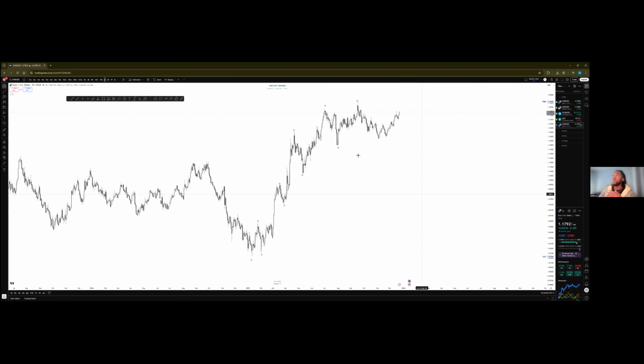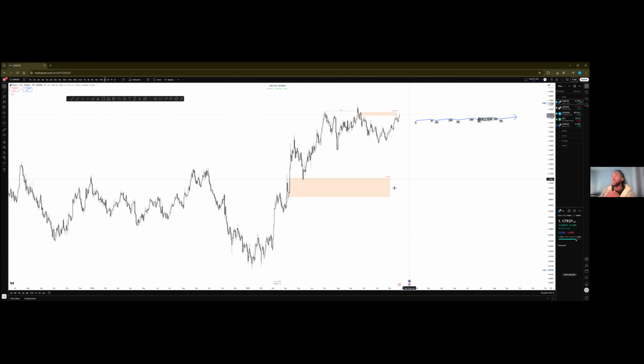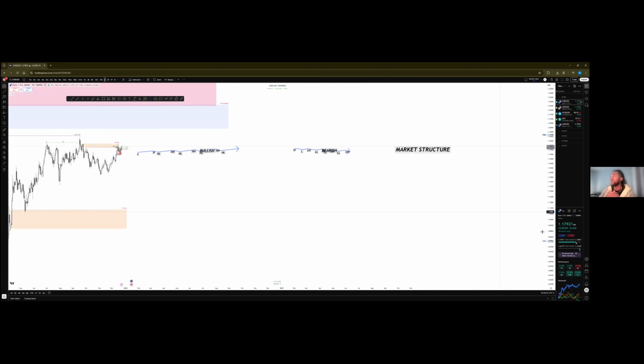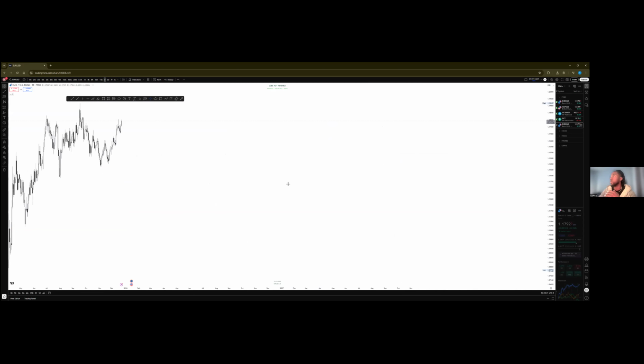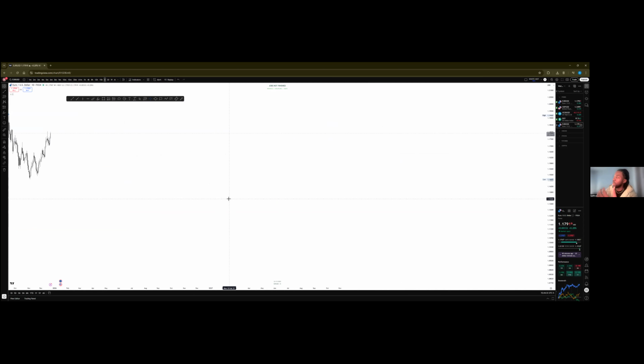So now that I gave you the understanding of this market structure, let's go over the next thing, which is change of character and identifying the shifts in the market. So let's see. So let's say we have a bearish price action.